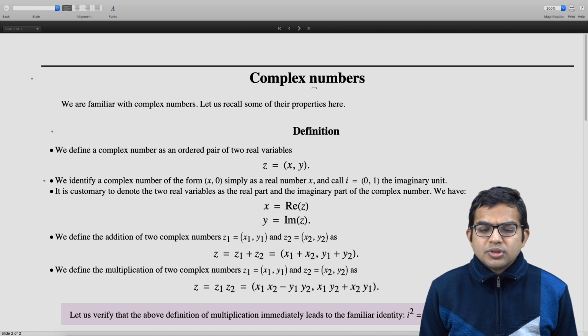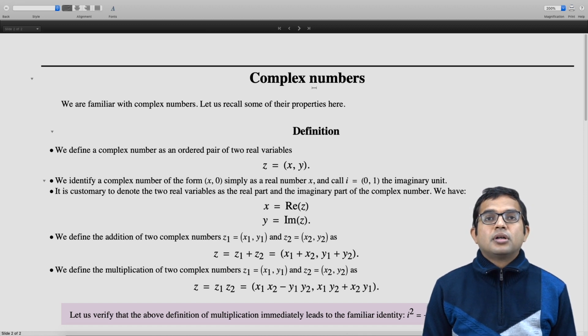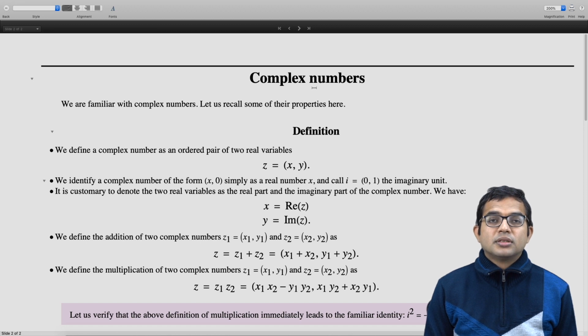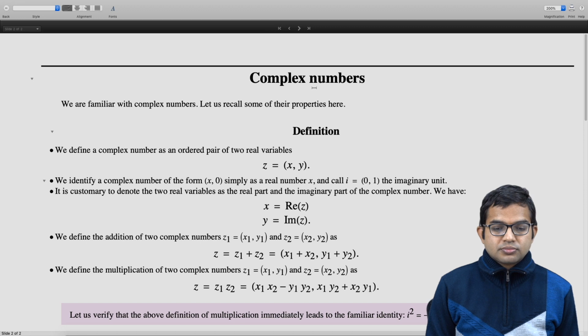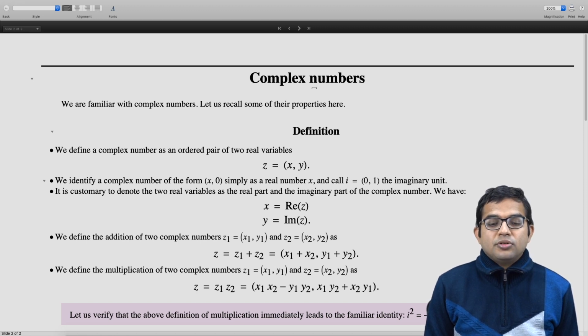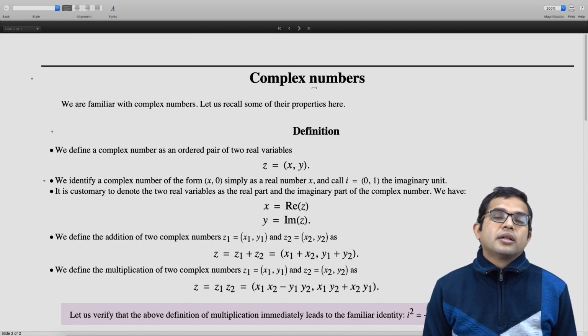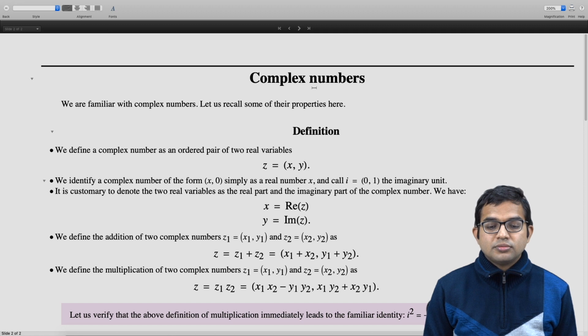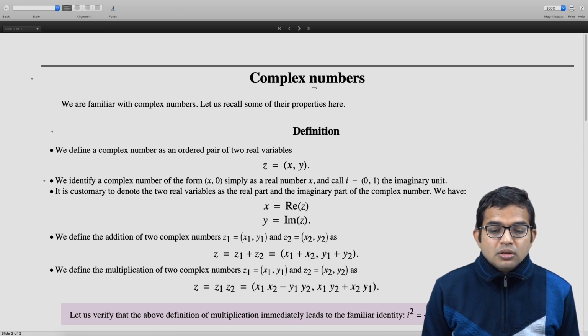But it's also possible to think of a complex number as made up of two real numbers, and it's an ordered set. So it's important to identify one of them as the real part and the other as the imaginary part. A number of the form (x, 0), if it has no imaginary part, is just a real number that we are more familiar with. We have used it for a very long time.